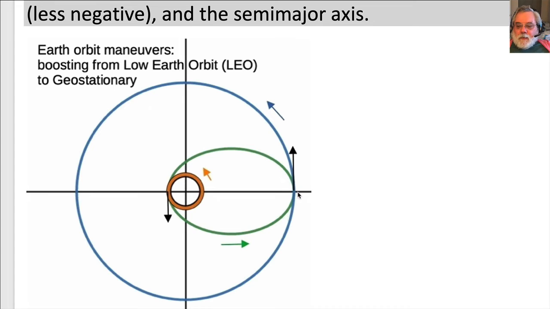Second, at green apogee, we apply the second positive thrust to increase our velocity, again, our black arrow, to boost to the blue circle. This is called the apogee burn or apogee kick. We increased our angular momentum, energy, and semi-major axis.